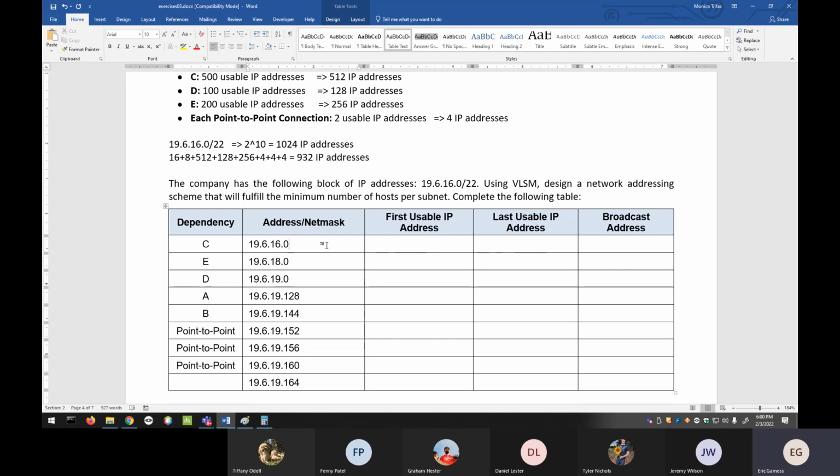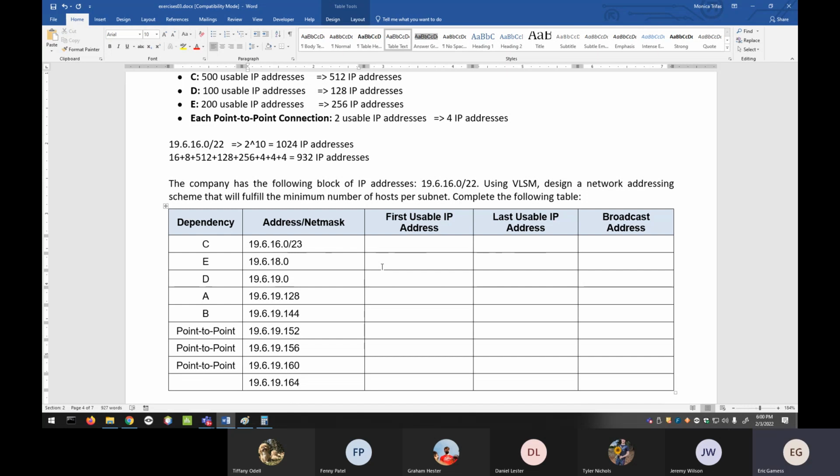So C must have 512 IP addresses. What will be the size of the slash? /23, correct. A /23 has 512 IP addresses. You do 32 minus 23, it gives you 9. 2 to the power of 9 is 512.